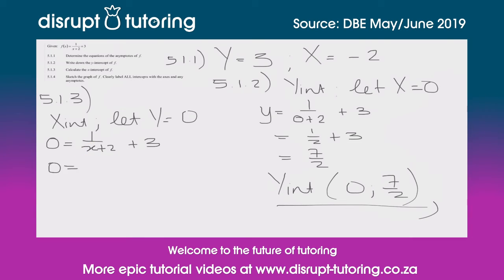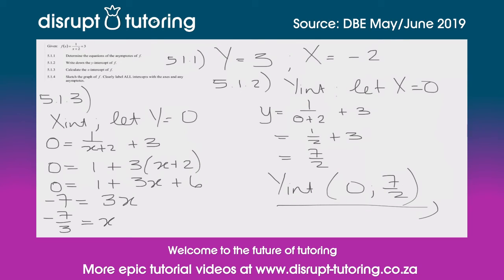So that's going to be 0 is equal to 1 plus 3 times x plus 2. So that's going to equal 1 plus, we need to multiply that out, 3x plus 6. 1 plus 6 is going to give us 7. So we're going to pull that 7 across, and that's going to give us minus 7 equals 3x. So if we divide both sides here, it's going to be minus 7 over 3 equals x. And therefore, our x-intercept in this case is going to be minus 7 over 3, 0.